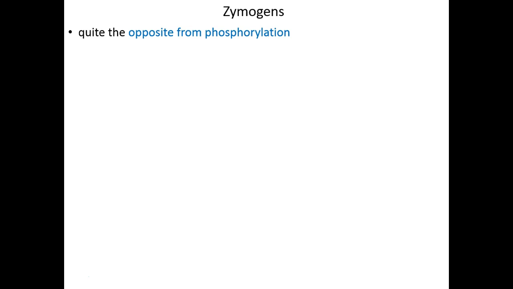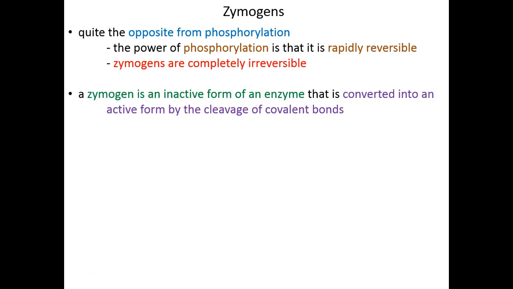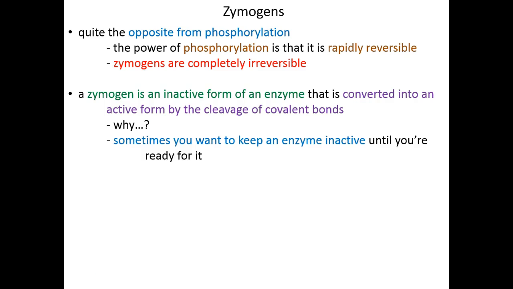If phosphorylation's hallmark feature is reversibility, then zymogens are the exact opposite of that. This kind of regulation is completely irreversible. A zymogen, as a term, refers to an inactive form of an enzyme. So when an enzyme is in its zymogen form, it cannot do anything. It's converted into its active form by some cleavage or cleavages of covalent bonds. So we have to cut the protein to turn it on.